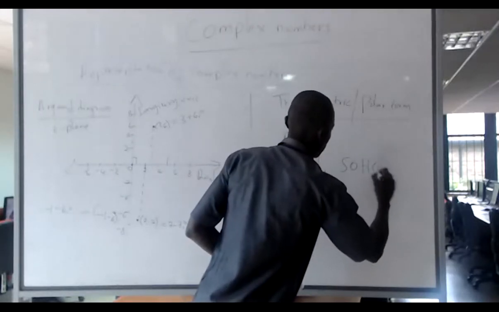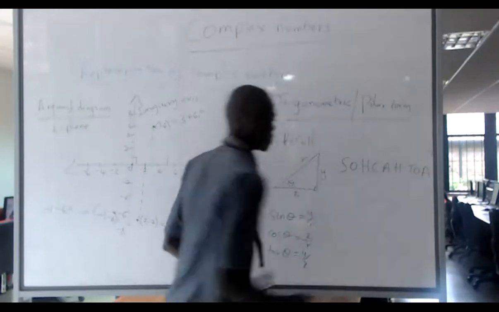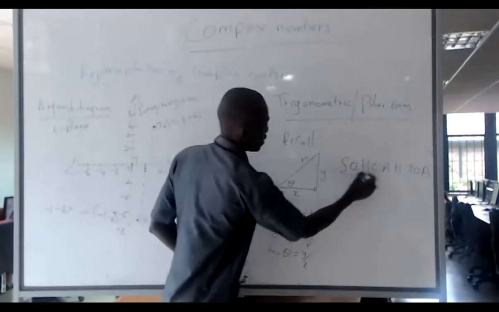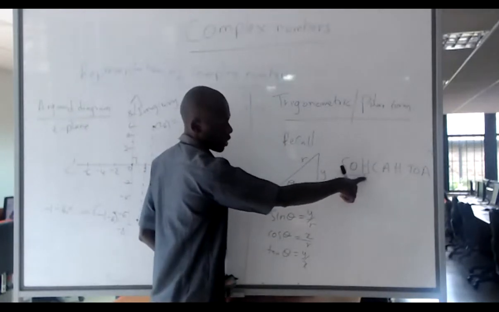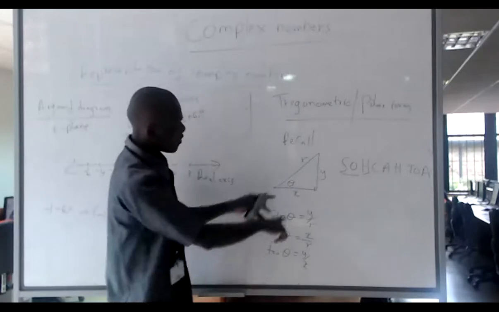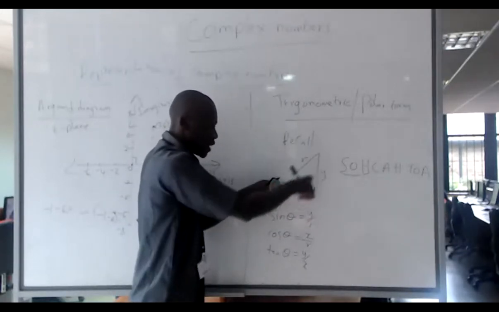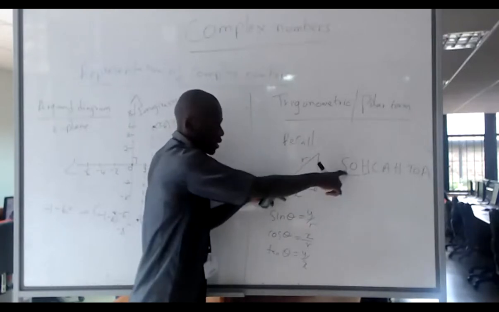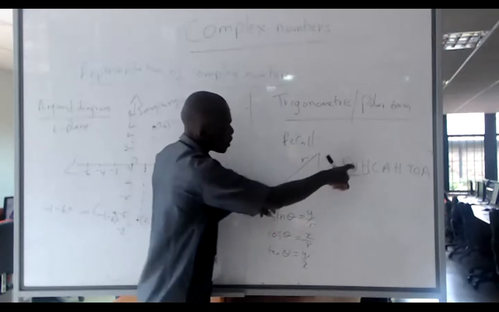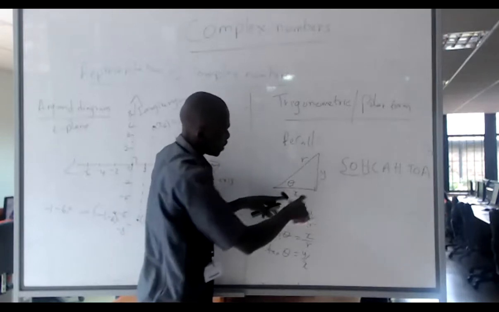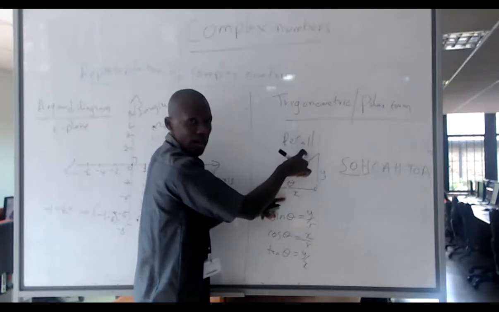SOHCAHTOA. Don't know whether you met this before. So first, this tells you that sine is opposite divided by hypotenuse, SOH. So if you have an angle theta, opposite is the length of the side directly opposite, as the name suggests, and then the hypotenuse is the longest side. So if I'm looking for sine, S is O divided by H. So opposite here, the length is y, hypotenuse is r.